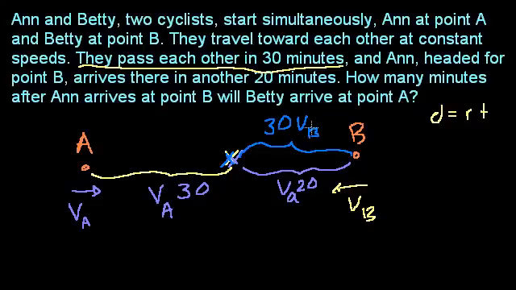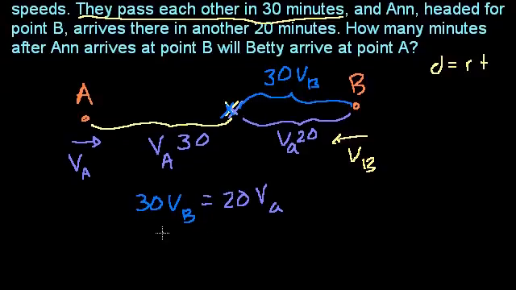Well, we can already set up a relationship between VB and VA, because this distance is the same. It doesn't matter how fast you travel it, the distance doesn't change. So we know that 30 times Betty's velocity is equal to 20 times Anne's velocity, 20 VA. And if we wanted to express Anne's velocity in terms of Betty's velocity, if we divide both sides by 20, we get 3 halves of Betty's velocity is equal to Anne's velocity.